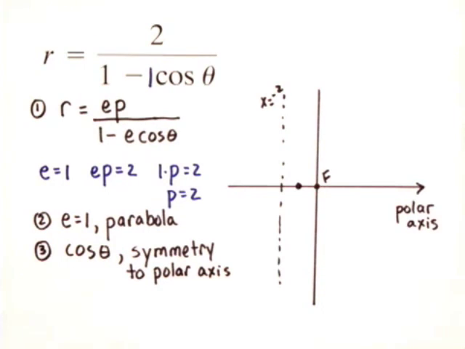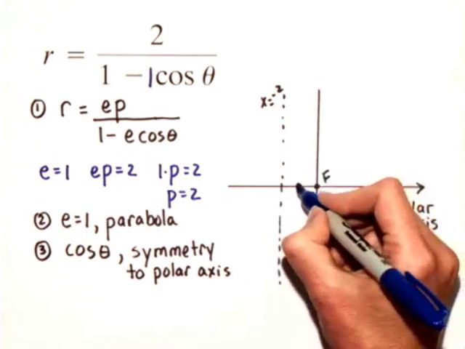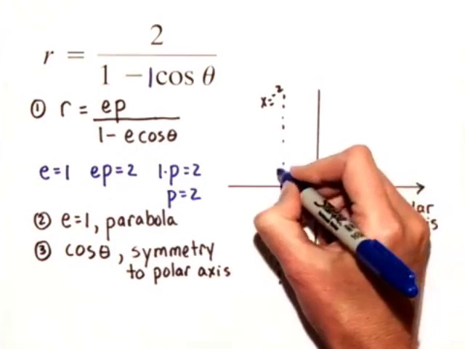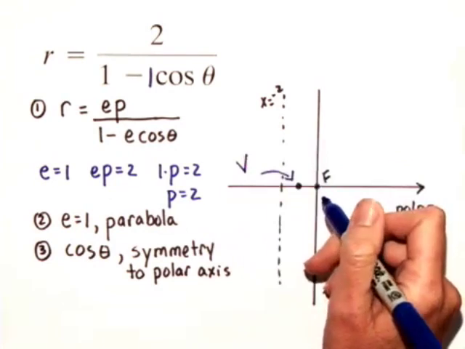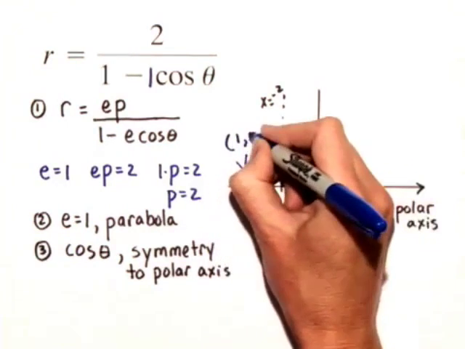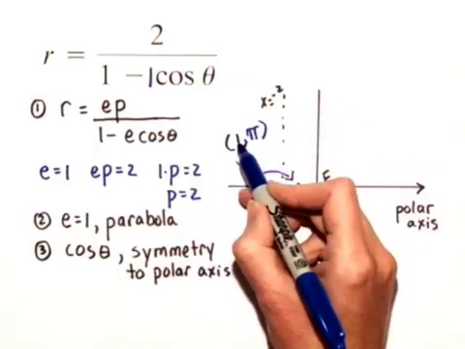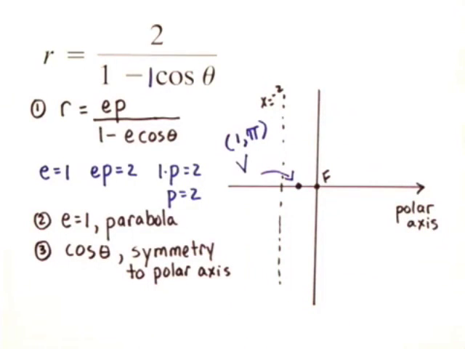So we have the vertex now. This vertex right here is located at the r, theta point of 1 comma pi. The radius is 1 and the angle is pi.